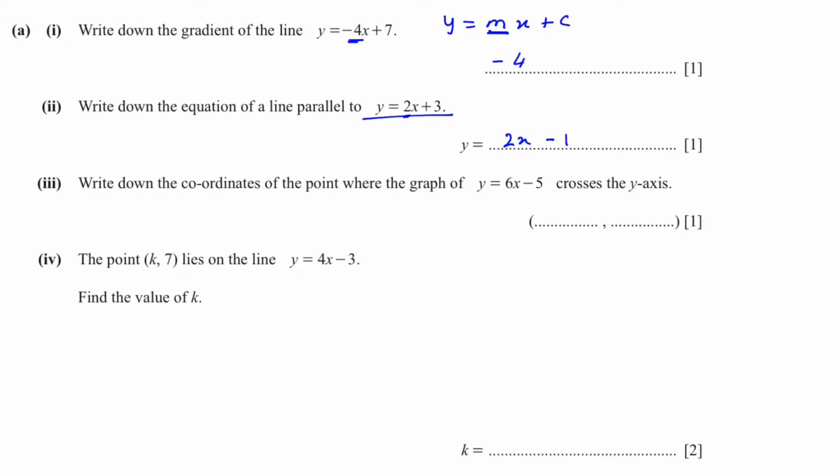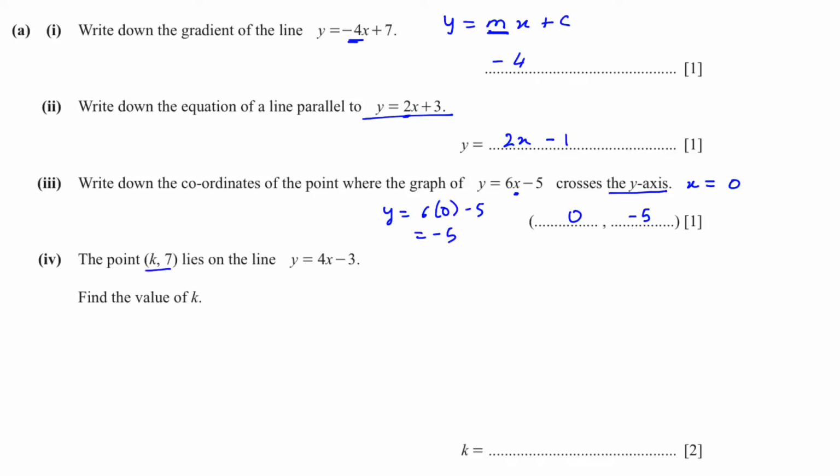A3, write down the coordinates of the point where the graph of y is equal to 6x minus 5 crosses the y-axis. Remember that when it crosses the y-axis, your x is 0. In place of x, if we put 0, we'll get y is equal to 6 times 0, minus 5. You will get -5. So 0 and -5 is the coordinate.